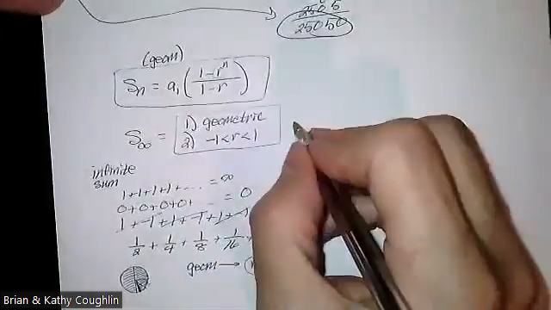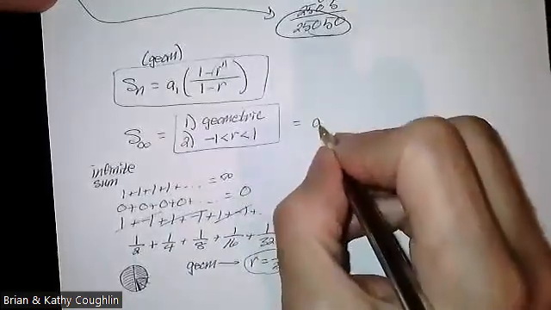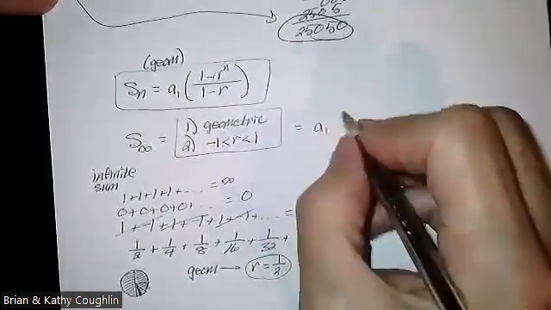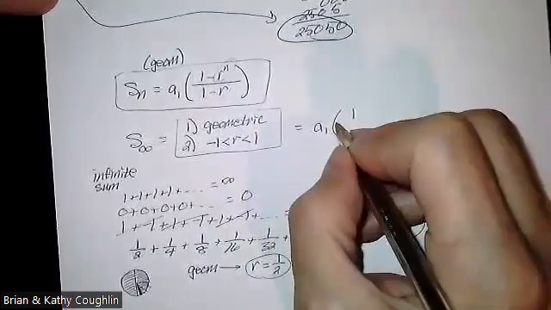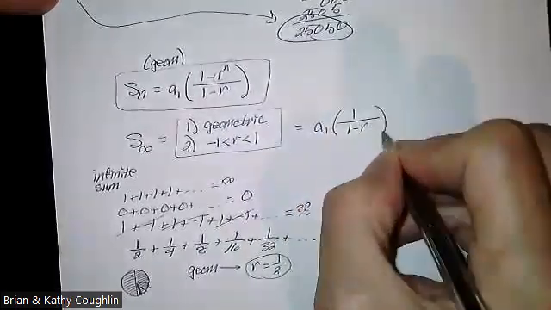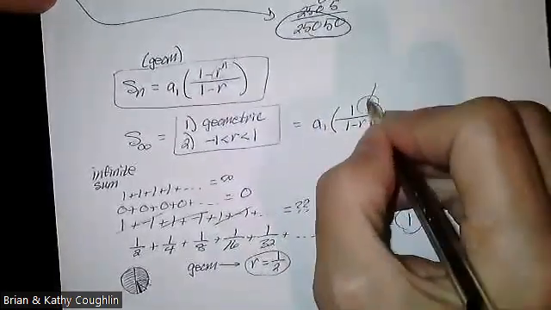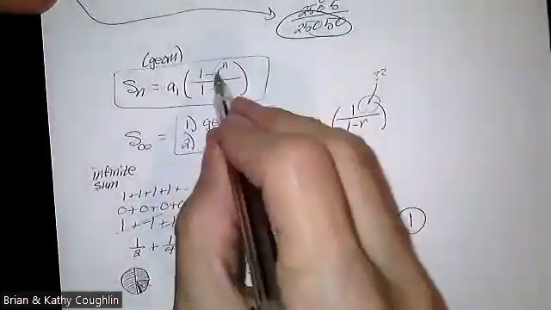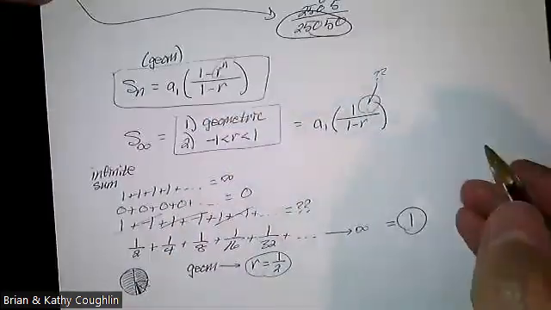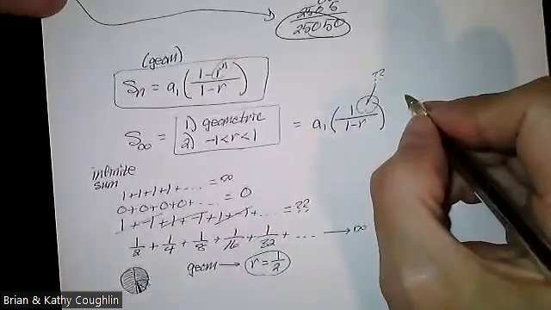So how do you get an infinite sum? It's this. It looks almost the same as the one above: A1 times (1 over 1 minus R). You notice the minus R to the n just disappeared. And there's actually a reason for this.